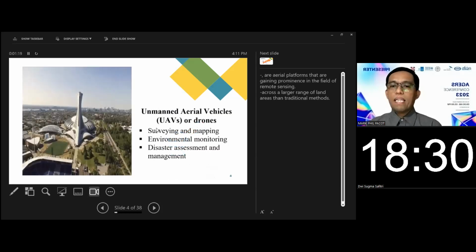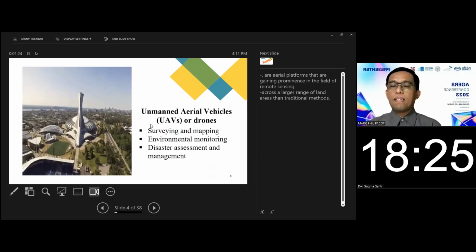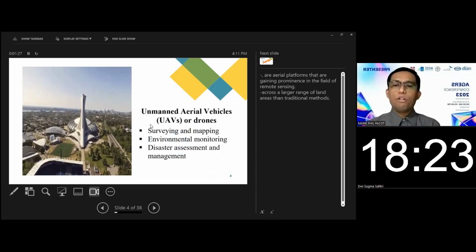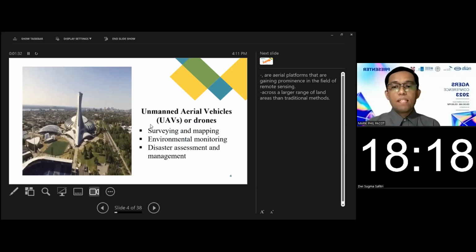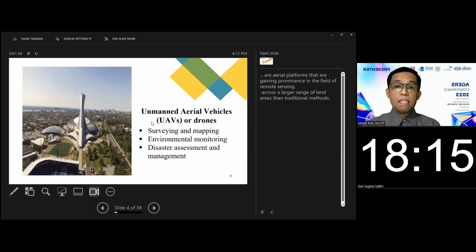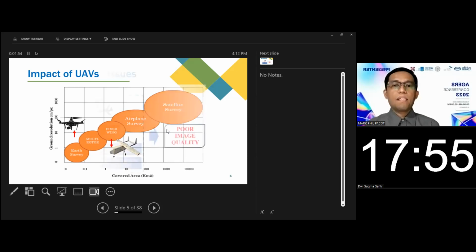With that, these unmanned aerial vehicles in remote sensing have gained prominence in different areas, also in known applications like surveying and mapping, environmental monitoring, disaster assessment and management, and many others. Another important benefit of having UAV and remote sensing is that it can cover wide-range land areas compared to traditional Earth survey, such as the multi-rotor type of UAV or the fixed-wing type of UAV.